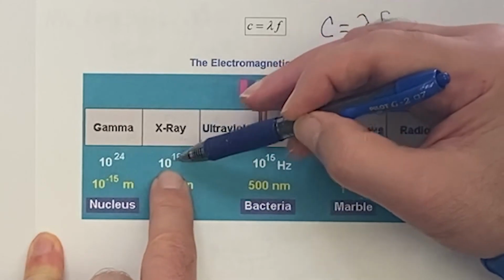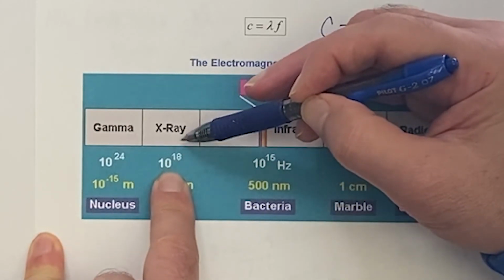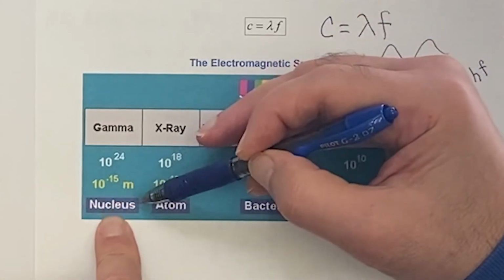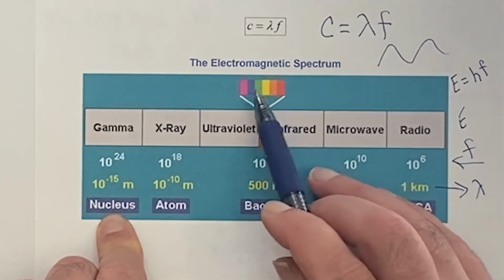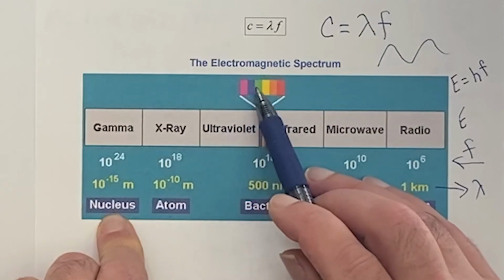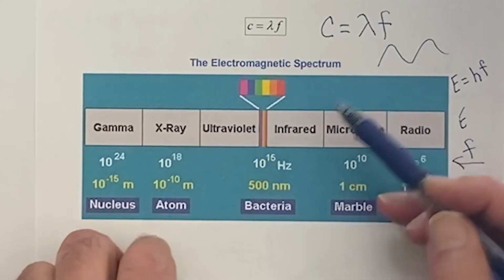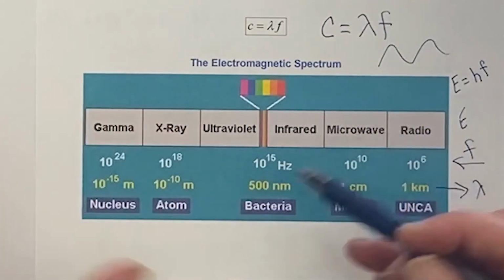This is X-rays, 10 to the 18 cycles per second. And then here, the size of a nucleus, and you have the gamma rays. So that's kind of neat. You have the visible in the center: violet, blue, green, yellow, orange, red. And some scientists put it the other way around, have the word G-bib.